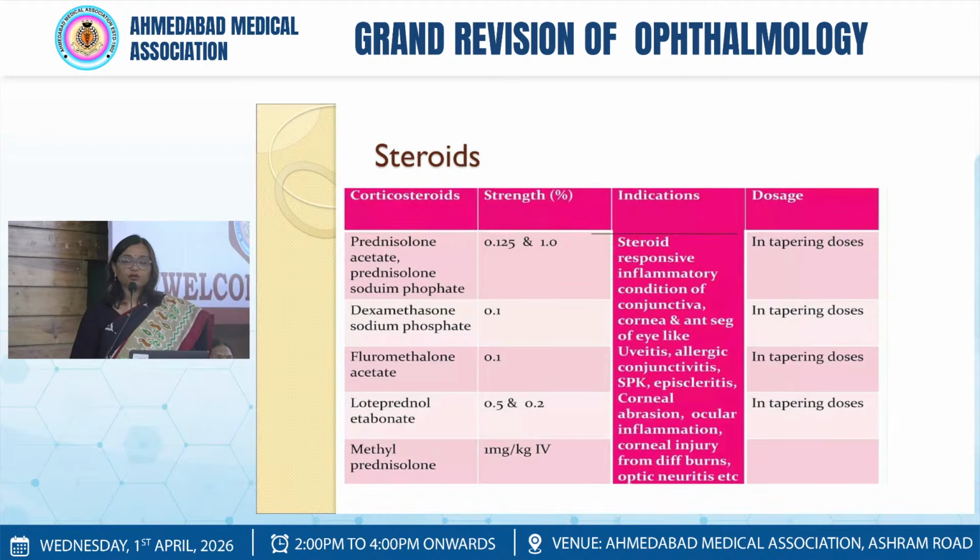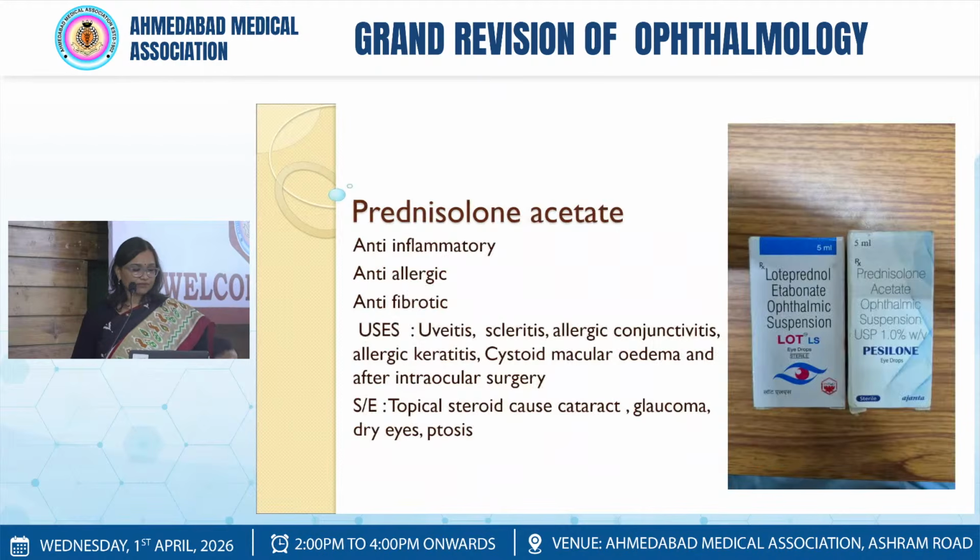Prednisolone is usually available as a 1% suspension, dexamethasone 0.1%, and the low potent steroids are fluorometholone and loteprednol, which are commonly used in patients with allergic conjunctivitis, adenoviral conjunctivitis and keratitis. Prednisolone is anti-inflammatory, anti-allergic and anti-fibrotic. Its uses, as already mentioned, are uveitis, scleritis, allergic conjunctivitis, keratitis, cystoid macular edema and after any intraocular surgeries. The side effects of topical steroids are that they can cause cataract, glaucoma, aggravation of dry eye, and in some patients ptosis.